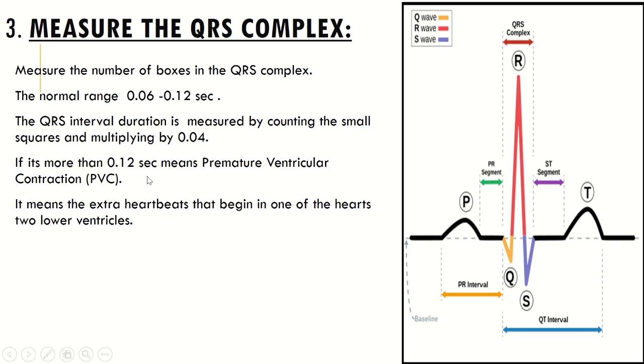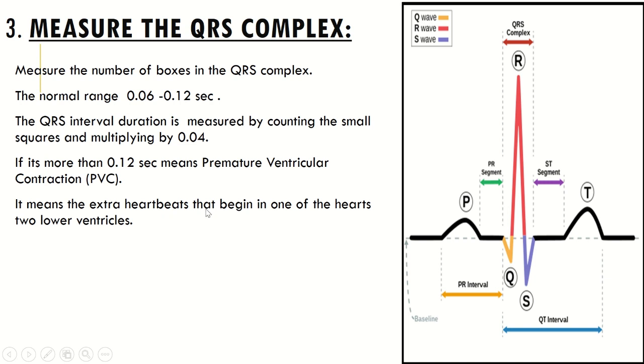If it is more than 0.12 seconds, it means premature ventricular contraction. Remember one thing: the QRS is because of ventricular depolarization, which means the ventricular contraction is taking place. So if it is more, then the contraction is not taking place rapidly, and some problem is there in the ventricles. In that case it is premature ventricular contraction.